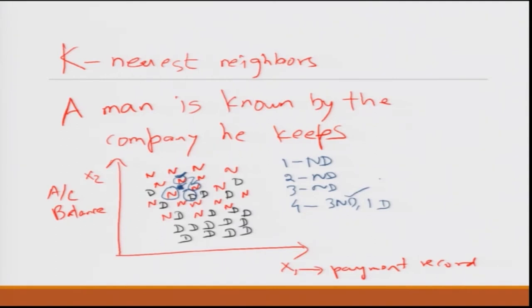Similarly, if I had another point which was somewhere here, in this case, if this was the closest fellow, then we would say he is a defaulter. If the next closest was this, then among the two it is kind of equal, you are in a tie. If you choose 3 points, then probably again this fellow breaks the tie. If you choose 4 points, then again it is a tie. So what we are doing is polling how many of the nearest neighbors are defaulters or non-defaulters, and we go by the majority vote.